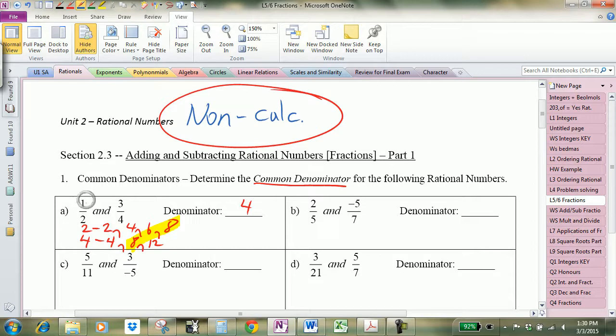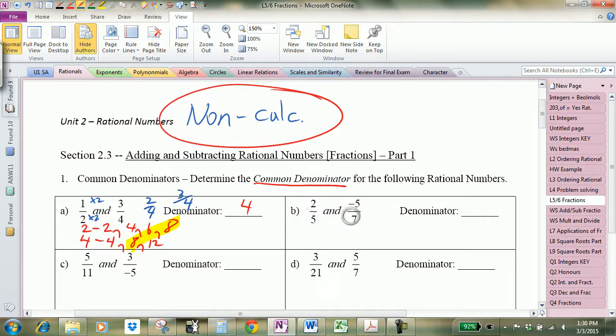So what will we multiply the first fraction by? 2, top and bottom. And so our answer then would be 2 over 4. The second one we wouldn't change, it'd be 3 over 4. Then we could add. So sometimes one of the denominators is the common denominator.